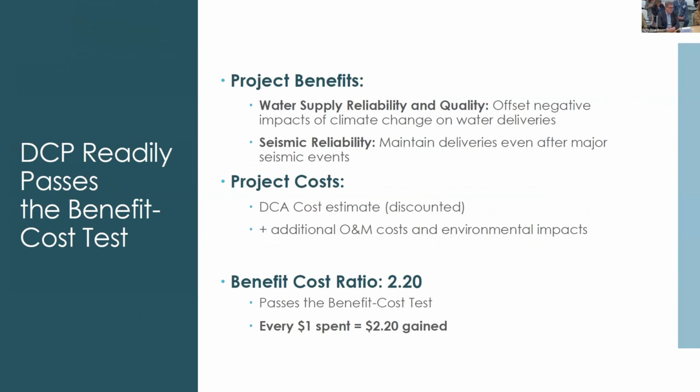And then we also look at the ability of the DCP to improve conditions after an earthquake and maintain State Water Project deliveries. On the cost side, our intent was to be as comprehensive as possible and account for both cash and non-cash outlays. With respect to cash outlays, we used, as I mentioned, the DCA cost estimate for construction costs. We added in O&M costs throughout the study period.